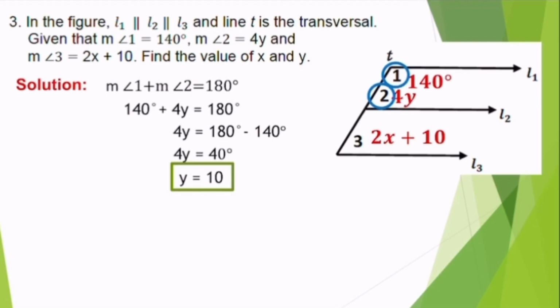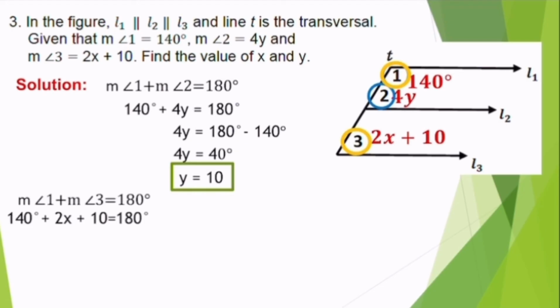So for our second solution, since angle 1 and angle 3 are supplementary, then the degree measure of angle 1 plus the degree measure of angle 3 is equal to 180 degrees. By substitution property, we substitute the value of the degree measure of angle 1, which is 140 degrees, and the degree measure of angle 3, which is 2x plus 10. So we will have now 140 degrees plus 2x plus 10 is equal to 180 degrees.